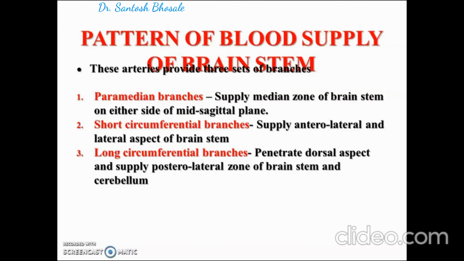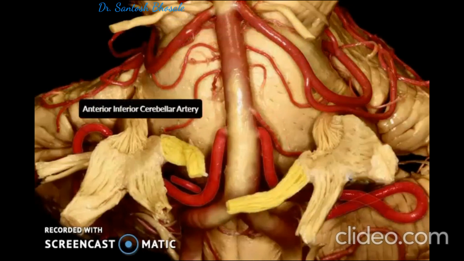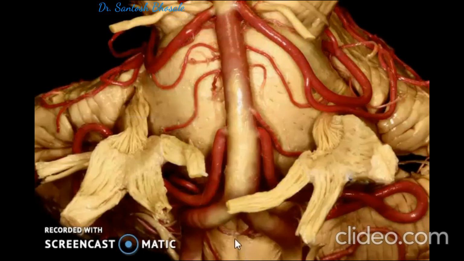So, depending upon which set of arteries are involved, the patient will show the symptoms and signs. You can diagnose by the features and the parts of the brainstem involved. Here you can see the anterior view of the brainstem. That is vertebral artery. Both vertebral arteries join to form the basilar artery. As we have seen, the vertebral artery supplies the medulla.